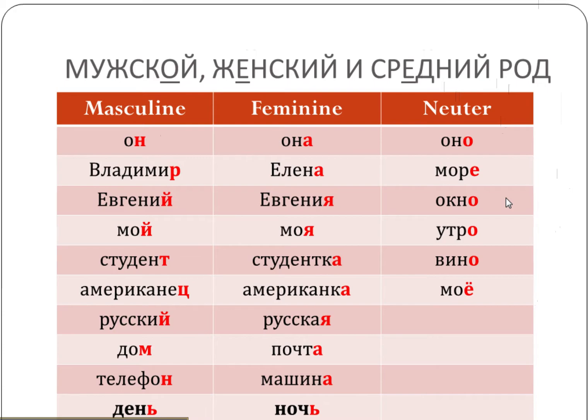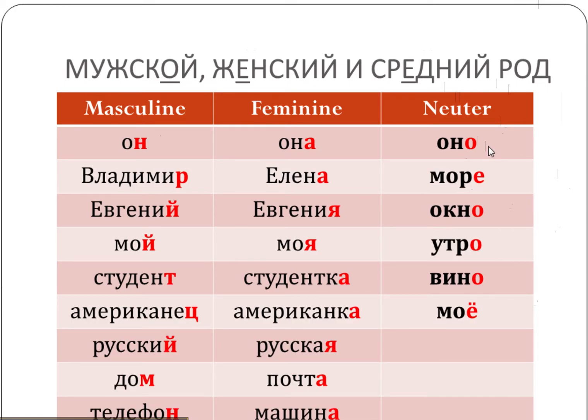So оно is used with inanimate nouns, so this is not a person, this is not an alive creature, but not all of them. Only those inanimate nouns that end in о or е. So one more time, neuter nouns end in о or е. So they will refer not to people but to things, inanimate objects, but not all of them, because some of the inanimate objects will end in a consonant and will be considered masculine in Russian.